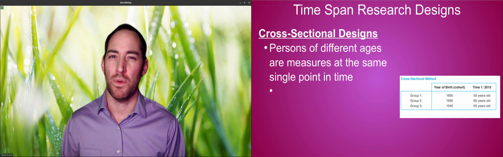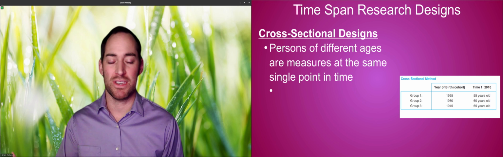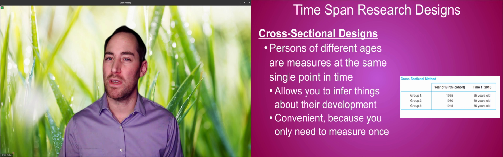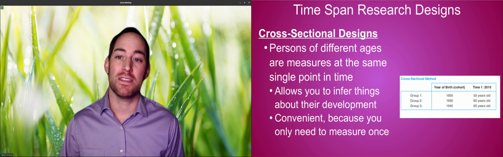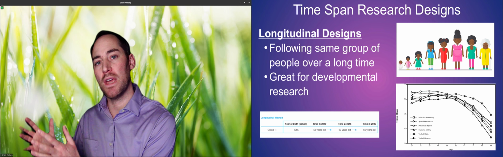Humans actually can hold like about 5. If you remember our discussion at this point, but it's just an example. So this allows you to infer things about the development, but it's not as good as a longitudinal design. So for this, we would take those 5-year-olds and we'd follow them.